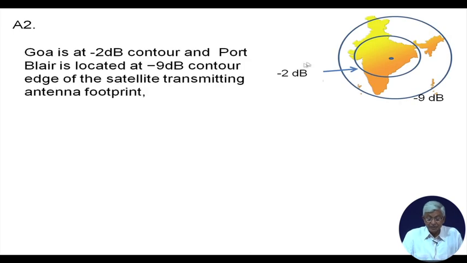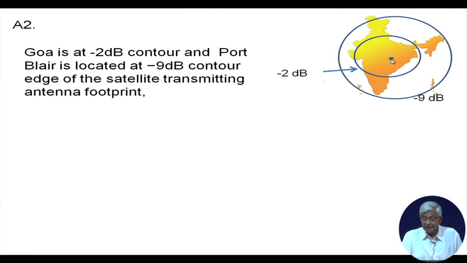So, let us try to draw a similar type of picture. Goa is at minus 2 dB, somewhere here Goa is assumed, and this is the center. It is drawn as an elliptical footprint, assuming the satellite is at some imaginary position above the earth over India. Since it is not at the equator, it has to be elliptical, and then Port Blair is at the minus 9 dB contour, somewhere here Port Blair is. So, this is the satellite transmit antenna footprint.